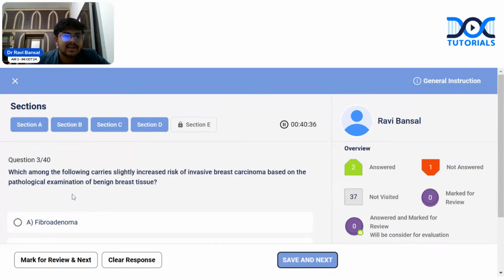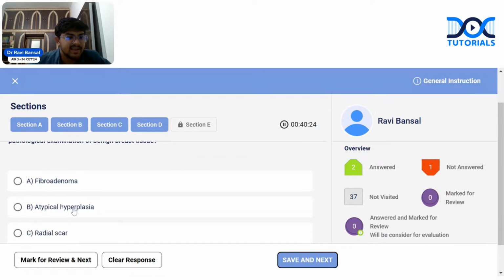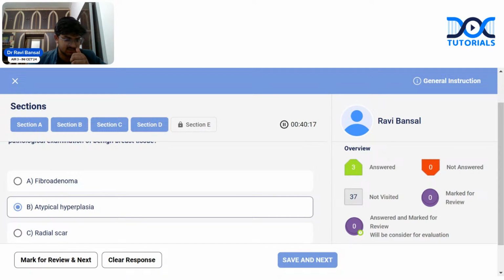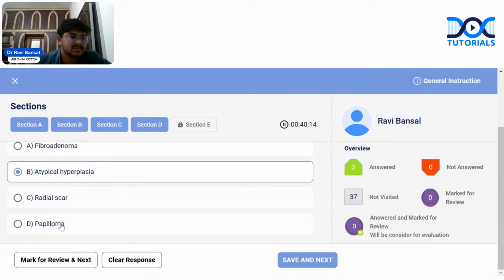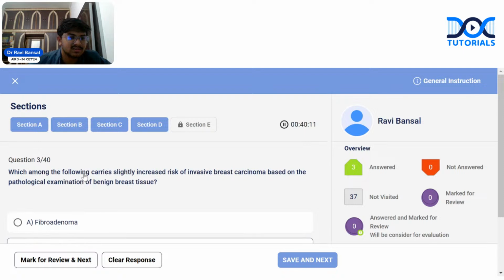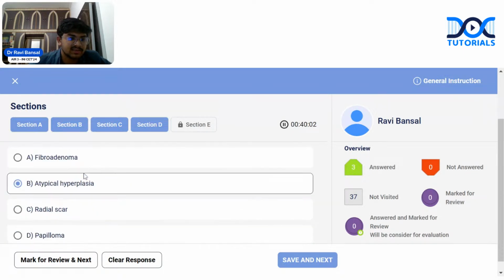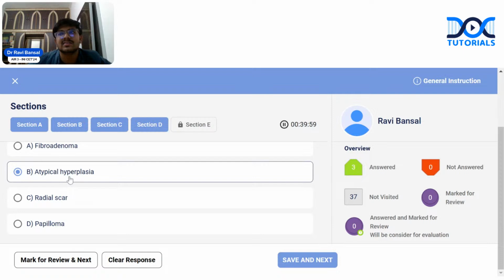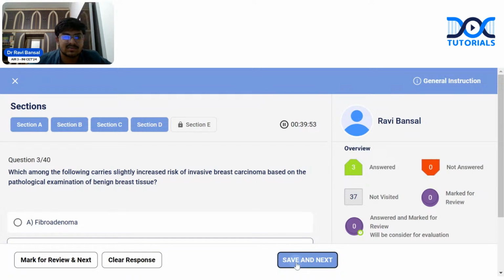Which among the following carries slightly increased risk of invasive breast cancer based on the pathological examination of benign breast tissue? They are asking about any risk in this benign condition. Fibroadenoma, no risk of cancer. Atypical hyperplasia always carries some risk of converting into cancer in future. Radial scar, papilloma, they are completely benign conditions. This question is from Robbins' table, which compares the condition versus relative risk of converting into cancer. Atypical hyperplasia, I think the RR was around 2 or 3.9. So obviously this has risk of invasive cancer.